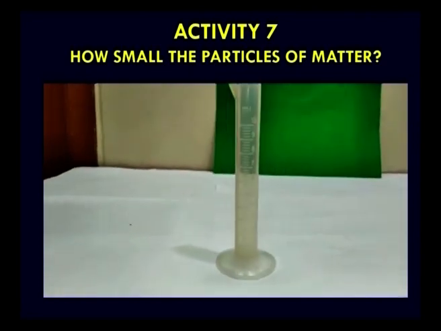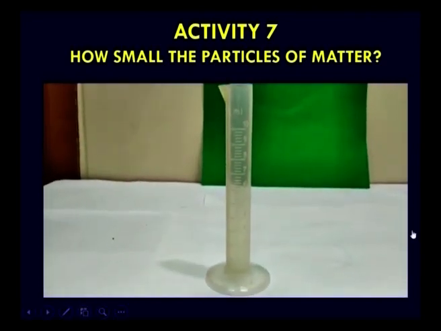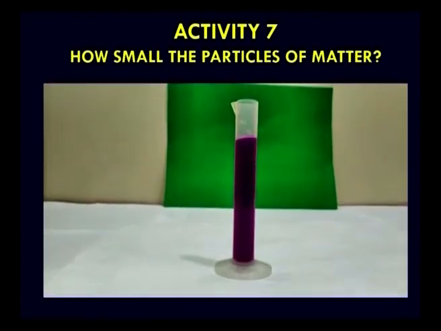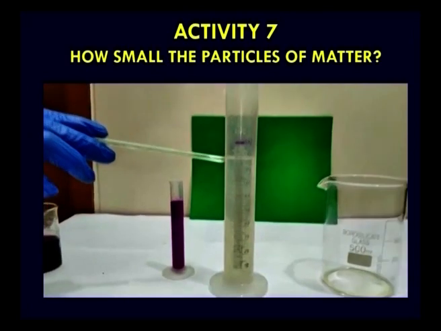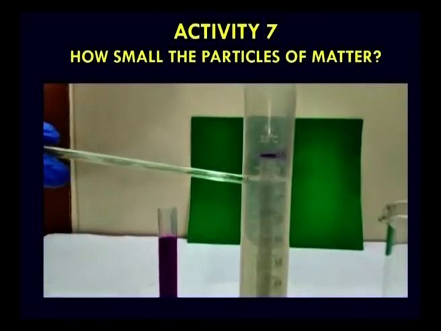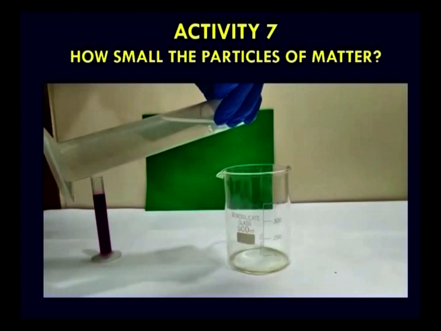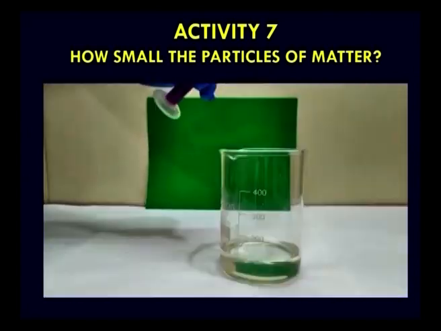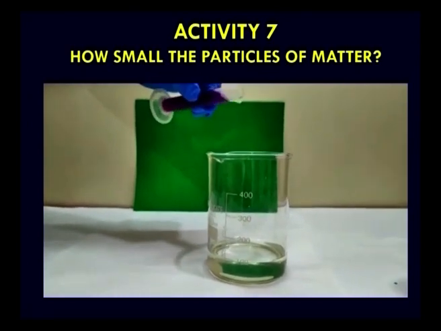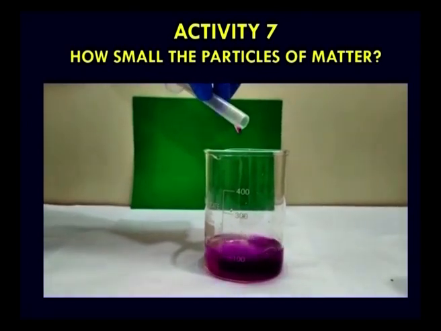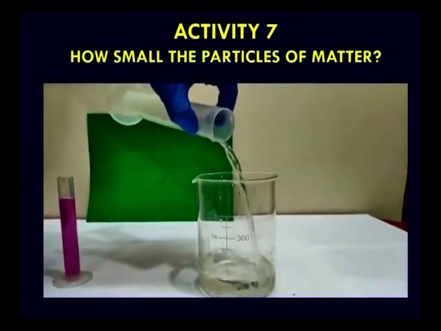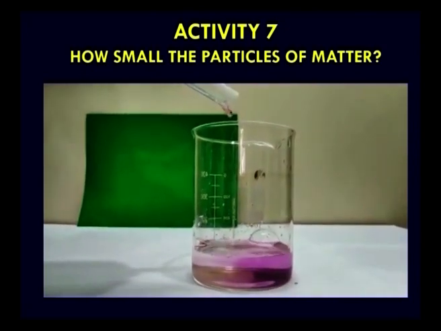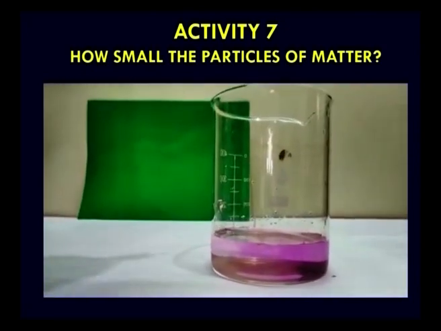Take a measuring jar of 10 ml. Add 10 ml of potassium permanganate solution in the measuring jar. Take 90 ml of water in a measuring jar. Add 90 ml of water into the second beaker. Take 10 ml of KMnO4 solution from the first beaker. Take 90 ml of water in a measuring jar into another beaker. Add the KMnO4 solution to the second beaker and observe the changes.